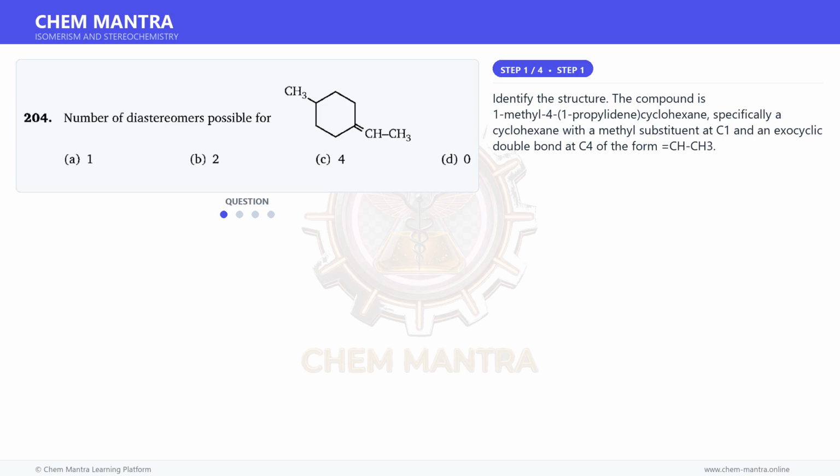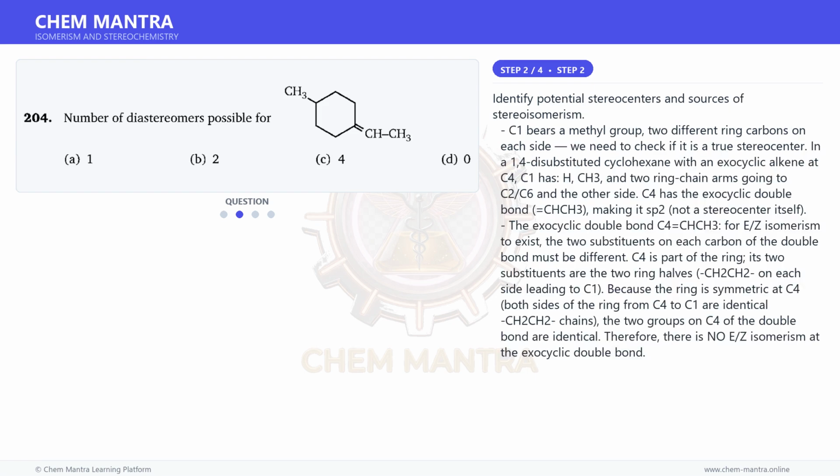Identify the structure. The compound is 1-methyl-4-propylidene cyclohexane, specifically a cyclohexane with a methyl substituent at C1 and an exocyclic double bond at C4 of the form =CH-CH3. Moving on to the next step.